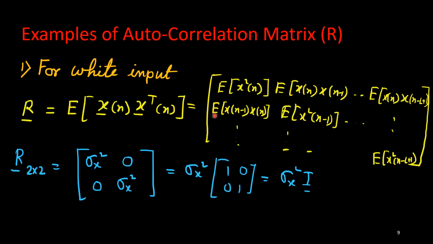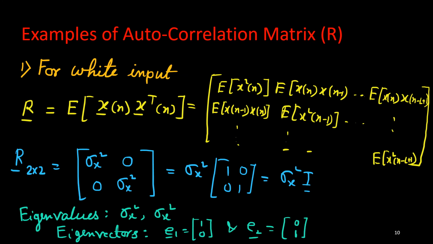If I consider the 2 by 2 dimensional R matrix, then the first term will be sigma x square and the next diagonal term sigma x square again, but the off-diagonals are zeros. If you take sigma x square common, we get this, and this is nothing but the identity matrix. So it is sigma x square times the identity matrix.